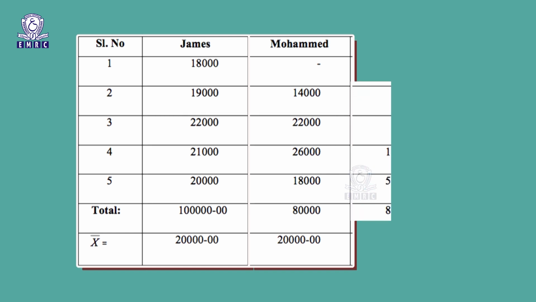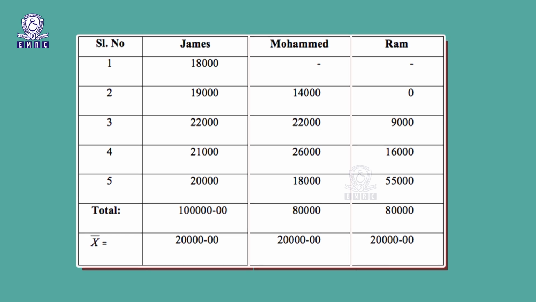And in Ram's family, there are only 3 people who are working and the fourth person is not doing any work, that means he is earning 0 rupees per month. The second person is earning 9,000, the third person is earning 16,000 per month and the other person is earning around 55,000 per month. The total family income is 80,000. And if you take the mean, it also comes to 20,000 rupees per month.